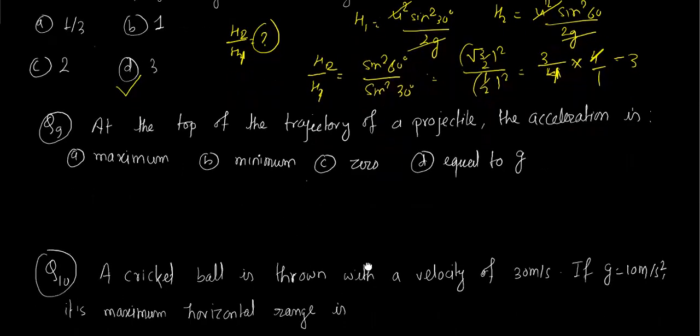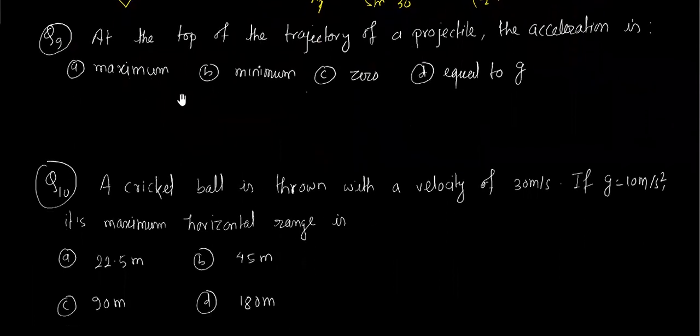Now let us move to question number 9. Here it is given: at the top of the trajectory of a projectile, the acceleration is. As we know, if the projectile is thrown at a certain angle, then at this point the acceleration becomes equal to the acceleration due to gravity.